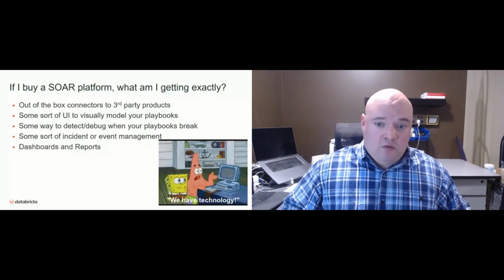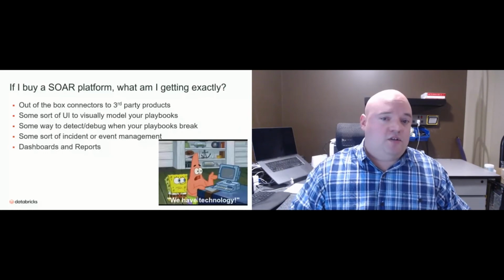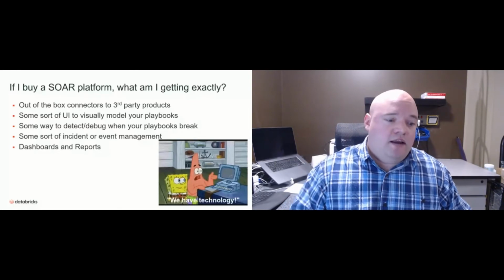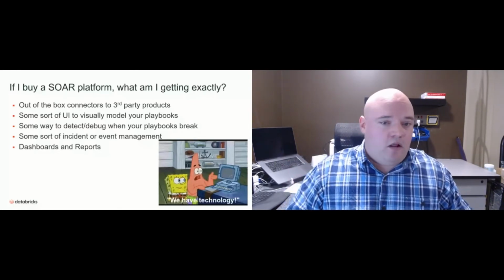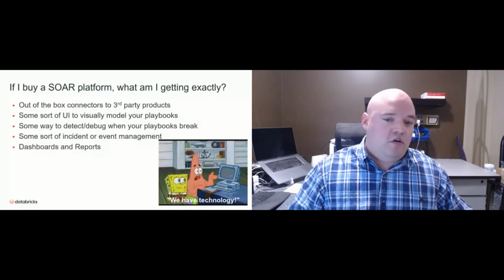And who might you buy these things from? Well, there are many, many different vendors on the SOAR marketplace today, and the list is ever growing. Some of these are big names. You'd recognize the Palo Altos and the Splunks and the IBMs and ServiceNows of the world, and some you've maybe never heard of before.